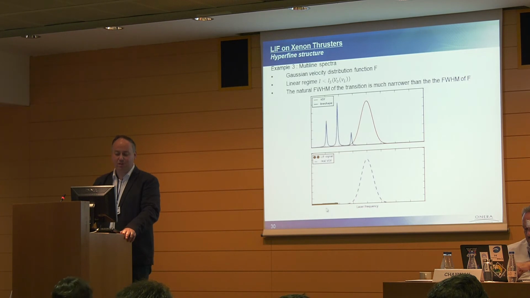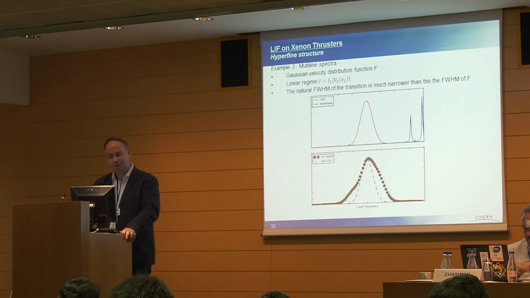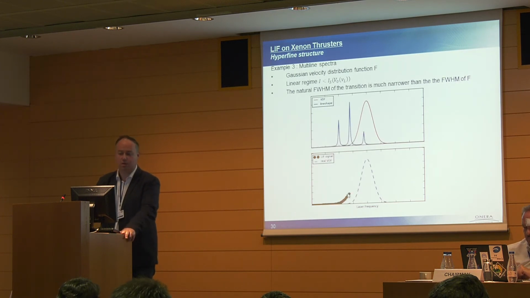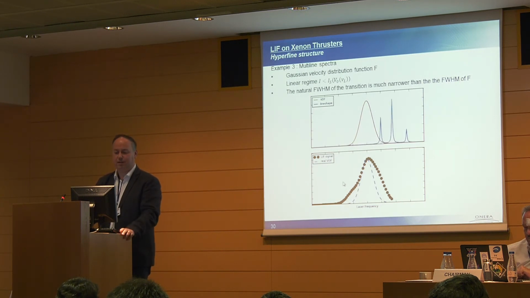So your signal that you measure by fluorescence will look like the dotted curve, and you will try to recover that. You will basically have to deconvolve this with the hyperfine structure. It's a bit complicated, and it can obviously lead to a complexity of the method. But you can deal with that in the end.